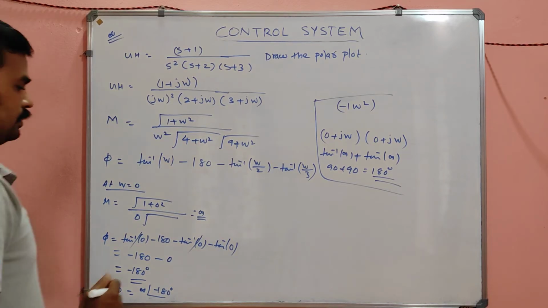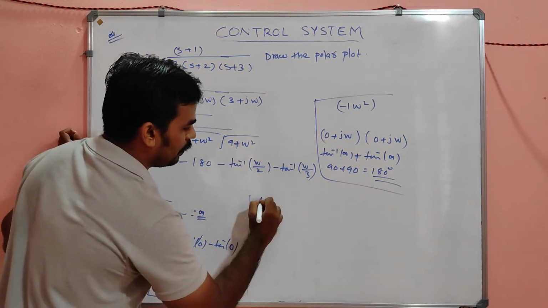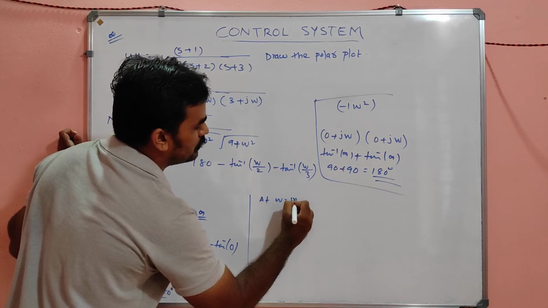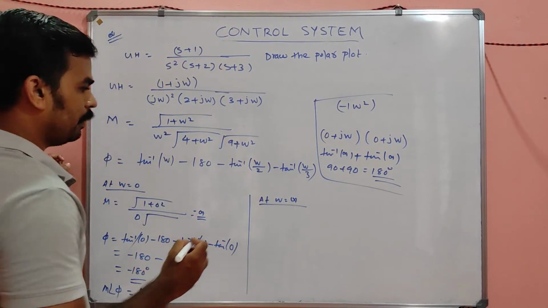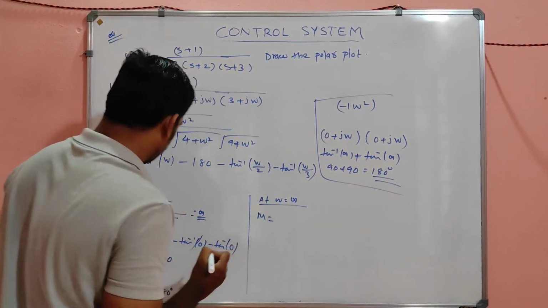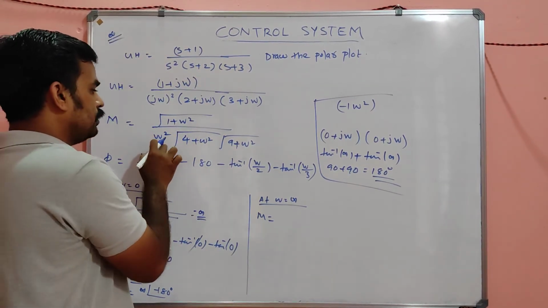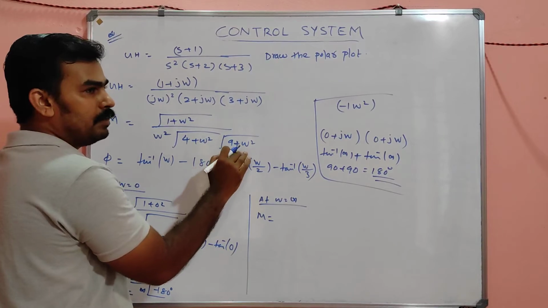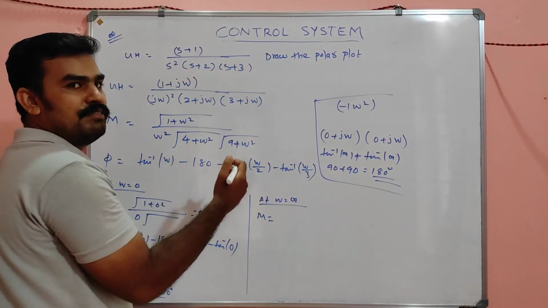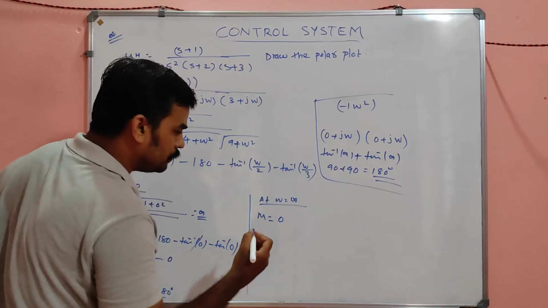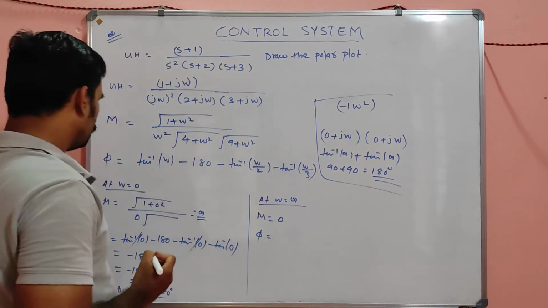Infinity angle minus 180. And at omega equal to infinity, what happens? What will be the magnitude, my dear? Magnitude will be 1 plus omega square over a higher power of infinity in the denominator, so something divided by infinity will be 0. No need to calculate.